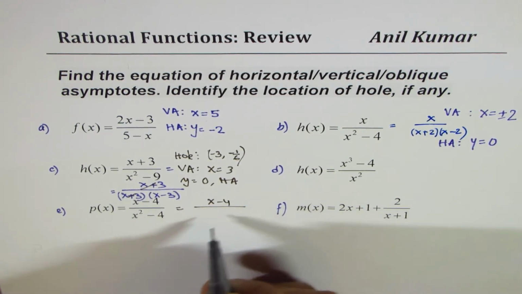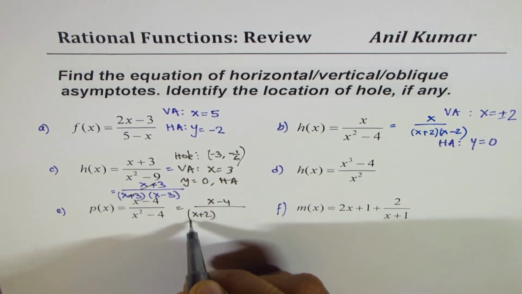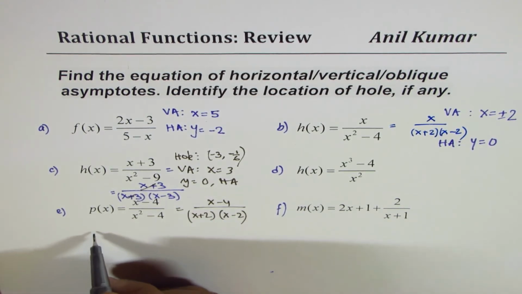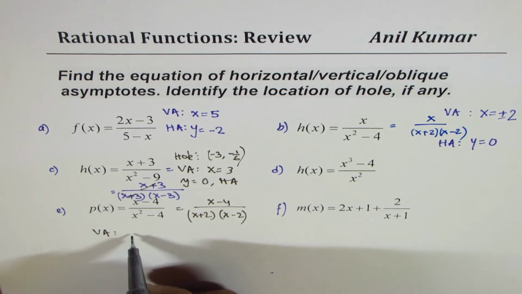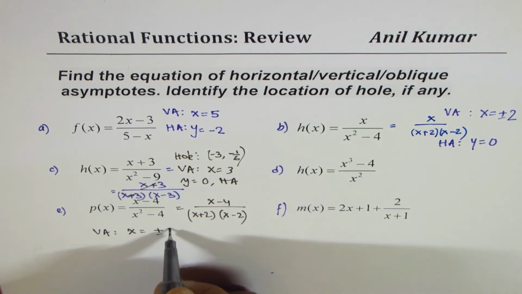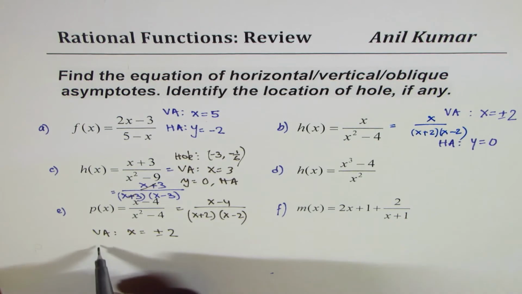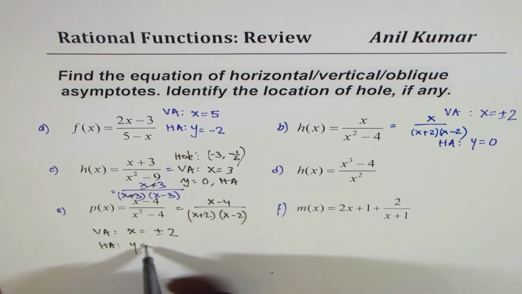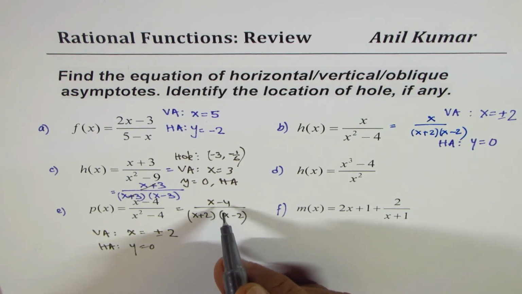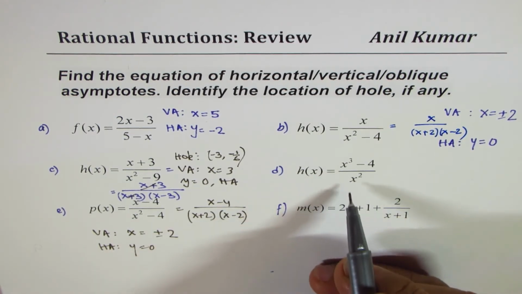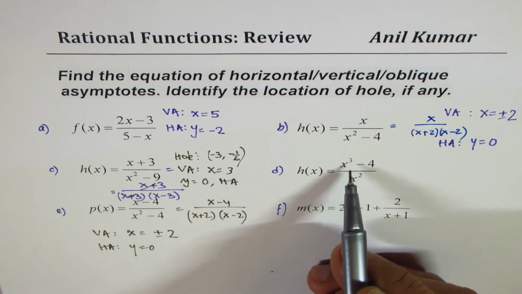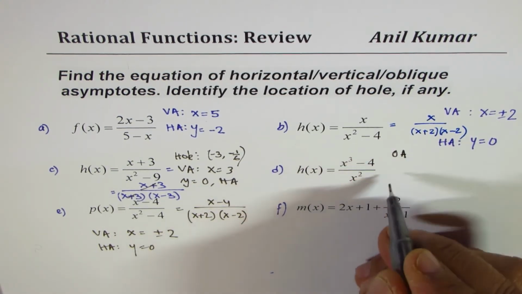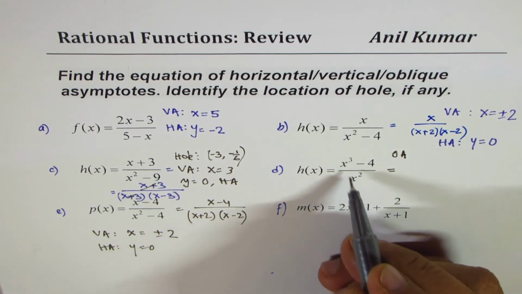Now in this particular example, I could factor the denominator. So we have x minus 4 divided by x plus 2 times x minus 2. We do not have a common factor. So we have vertical asymptotes at x equals plus or minus 2, so there are two vertical asymptotes. The horizontal asymptote is at y equals 0, since the degree of the denominator is higher, right?